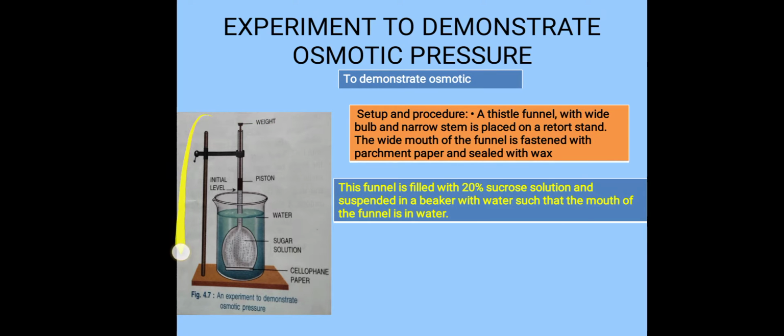A thistle funnel, with a wide bulb and a narrow stem, is placed on the retort stand. The wide mouth of the funnel is fastened with parchment paper or cellophane paper and is sealed with wax. This funnel is filled with 20% sucrose solution or sugar solution and is suspended in a beaker containing water, such that the mouth of the funnel is in water.